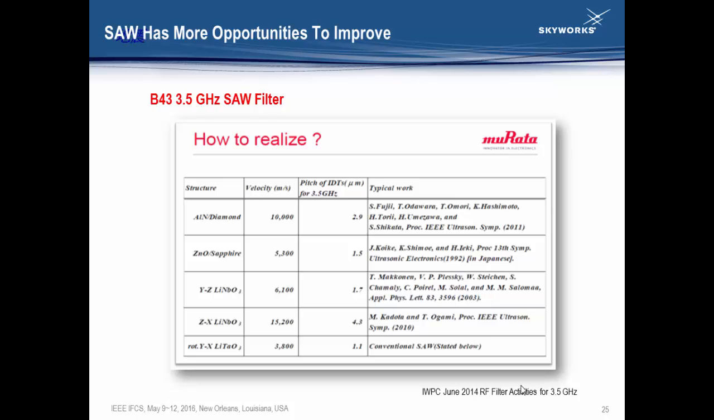And the other thing is this is a 3.5 gigahertz SAW filter from Murata back 2 years ago. They're looking at band 43, which is 3.5 gigahertz, very high frequency for SAW. And you can see that at that time, Murata was looking at different technology: aluminum nitride on diamond thin film, of course, and zinc oxide on sapphire, YZ, lithium niobate, ZX. So there's still a lot of opportunity to go up to that kind of frequency for SAW devices.